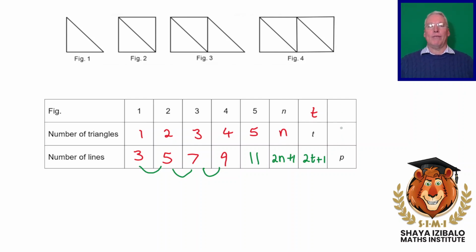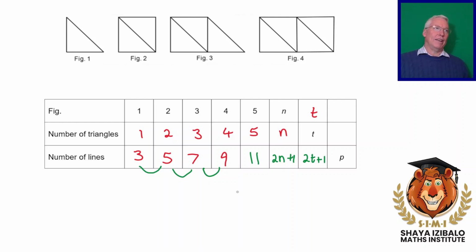Now, how would we go backwards if we knew the number of lines? How would we get back to the figure number? Right? Remember, the figure number and the number of triangles are the same number. But how would we go backwards? Well, let's just look at the rule. Double and then add 1. Let's undo that. Remember, we go backwards.